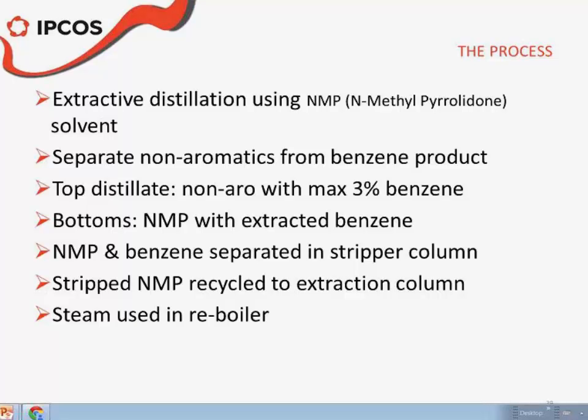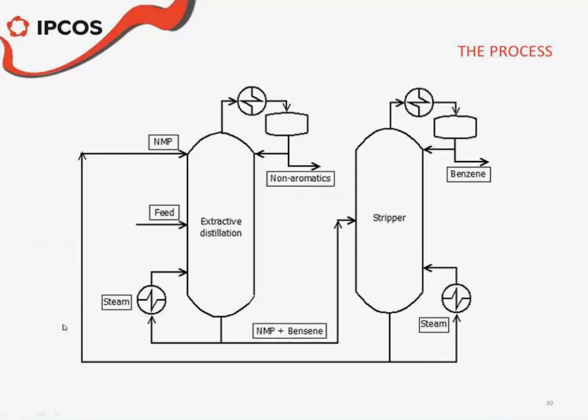On the bottoms, we have the solvent with the extracted benzene, which is afterwards separated on a stripper column. And the solvent, of course, is recycled back to the extractive distillation column. This is the process, so we just explained it. You have the non-aromatics on the top, the solvent and benzene going to the stripper, benzene being stripped from the solvent, and the solvent pumped back to the extractive distillation column to continue on the separation.